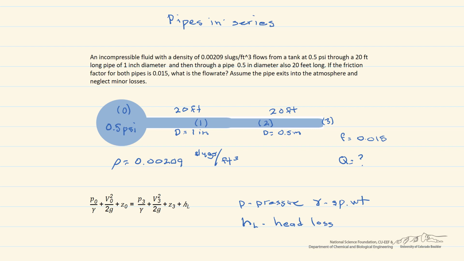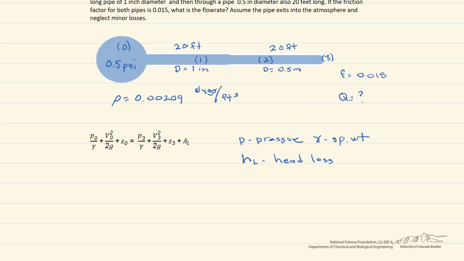So now let's simplify this. Since it exits into the atmosphere, P3 is going to be equal to 0. Because we have a large tank going into a small diameter, V0 is small enough that we can basically call it 0. In addition, it's horizontal, so our Z0 is equal to Z3.